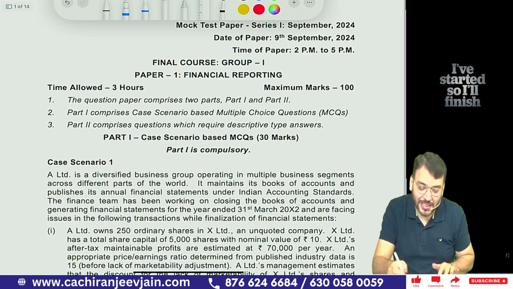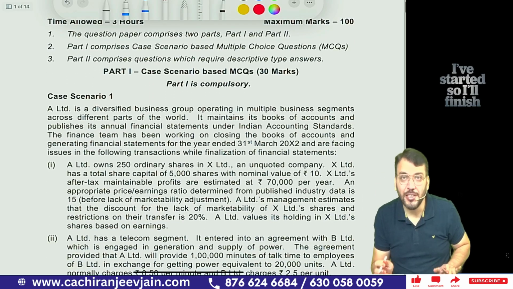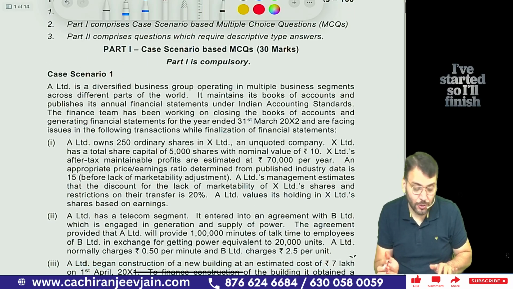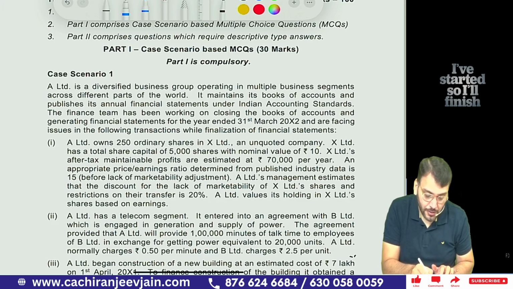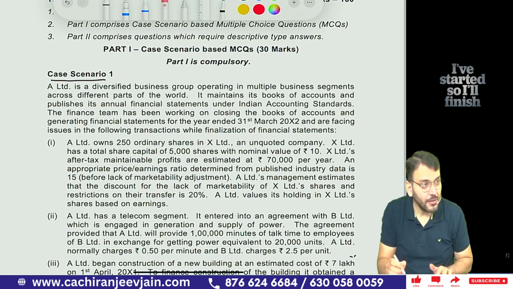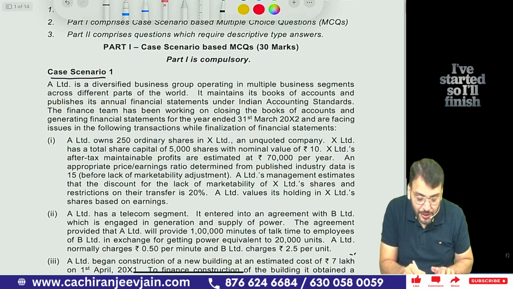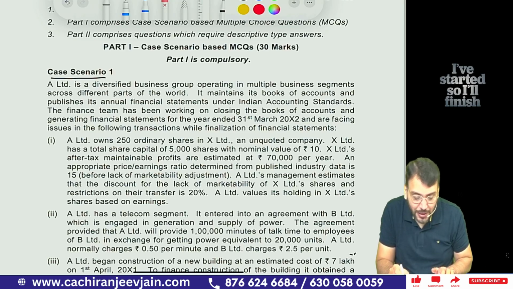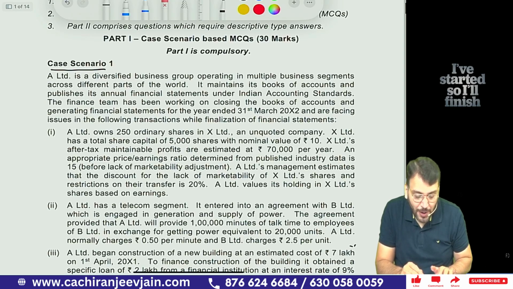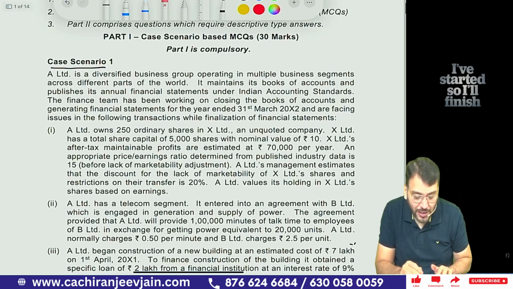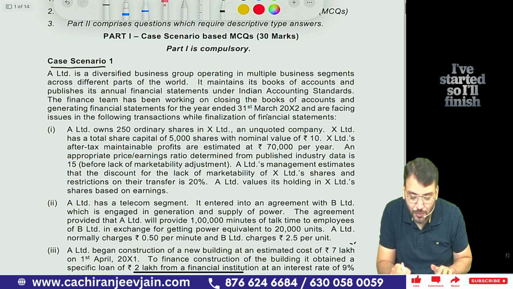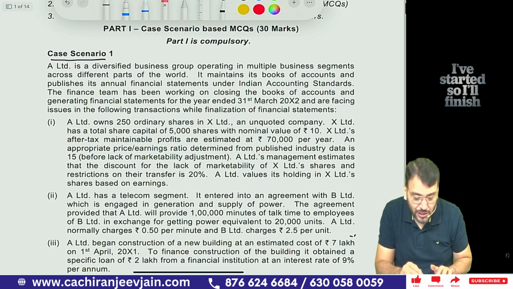So we'll first start with the case study, case scenario based multiple choice question. Okay, come to case scenario 1. What is given? A Limited is a diversified business group operating in multiple business segments across different parts of the world. It maintains its books of account and publishes its annual financial statement under Indian accounting standard. The finance team has been working on closing the books of account and generating financial statement for the year ended 31st March 2002 and are facing issues in the following transaction while finalization of financial statement.